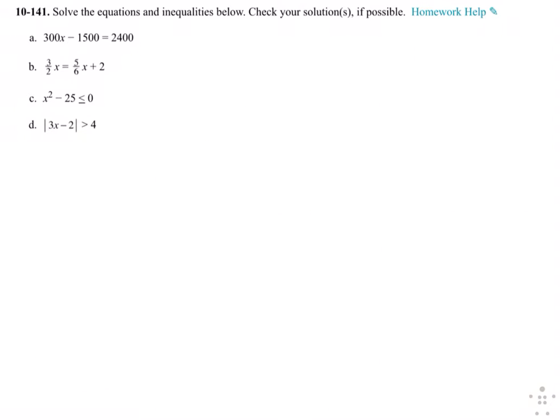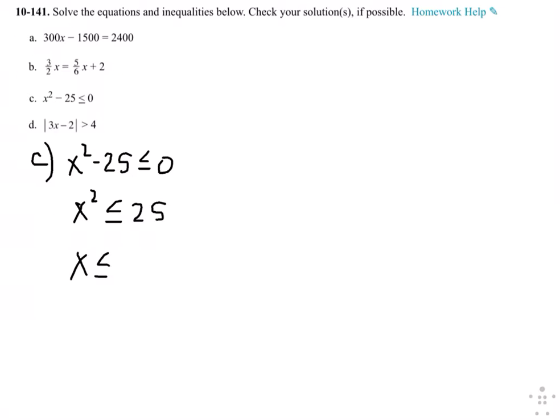C, let's clear some space. C, we have x squared minus 25 is less than or equal to 0, right? So x squared is less than or equal to 25. Square root of that is x is less than or equal to plus or minus 5, right? Square root of both sides.